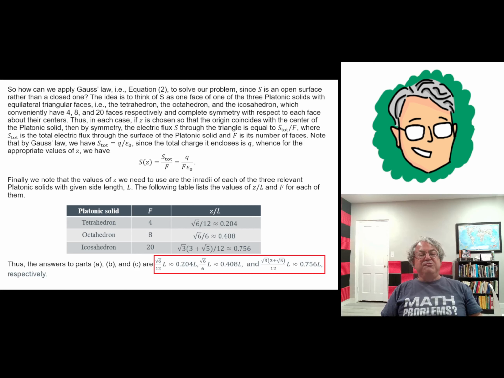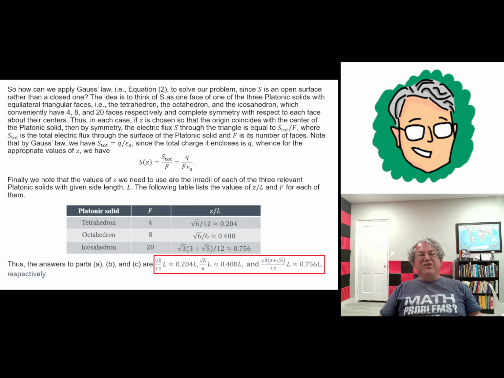And then for the octahedron, it turns out the in radius is square root of 6 over 6 times L, which is approximately 0.408 L. That's exactly twice the value for a tetrahedron. And finally, for an icosahedron, it's a more complicated analytic expression: square root of 3 times (3 plus square root of 5) all over 12, and that's approximately 0.756 times L. So those are the answers. That's how you solve this problem.